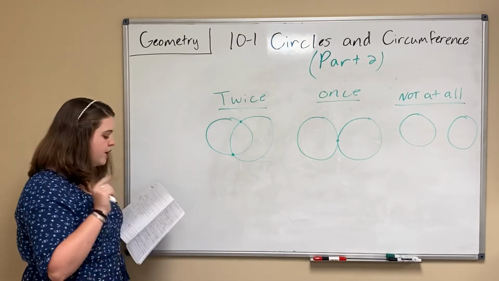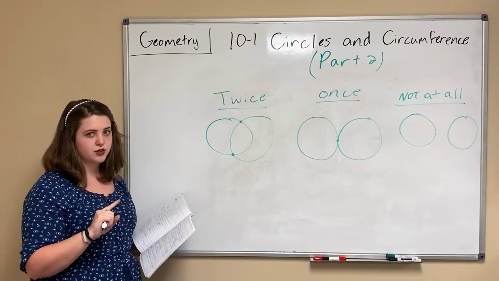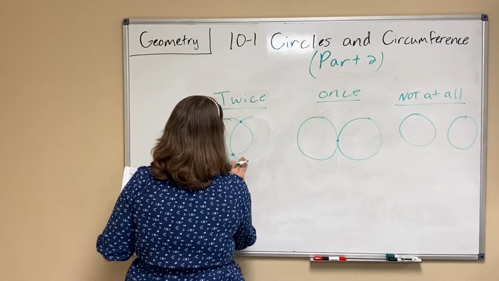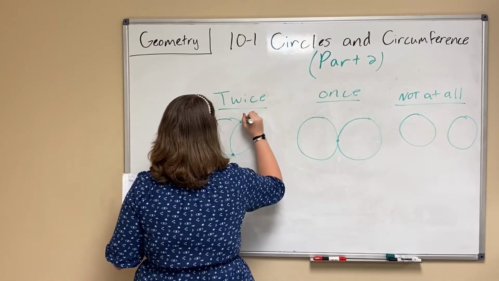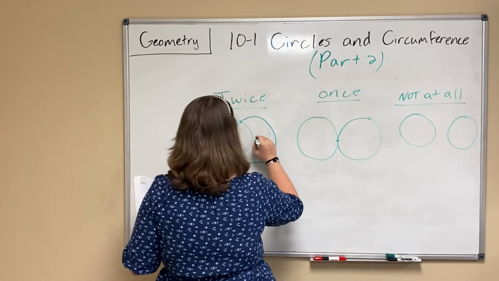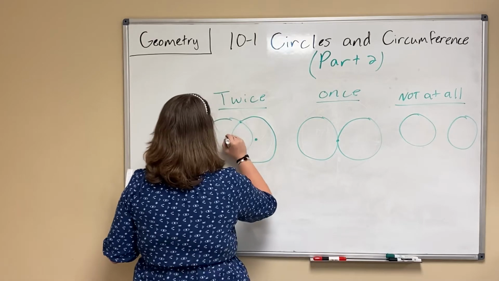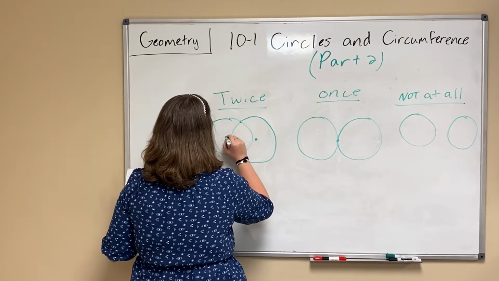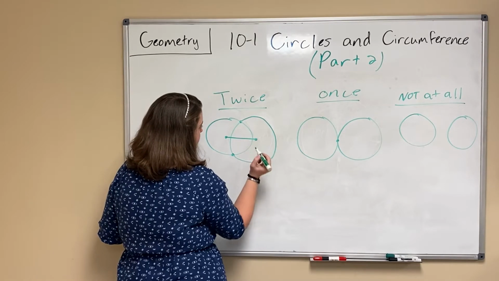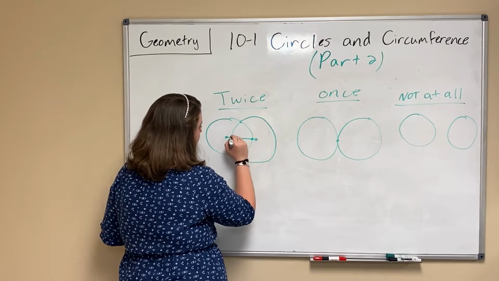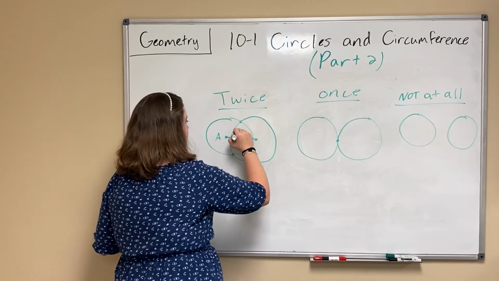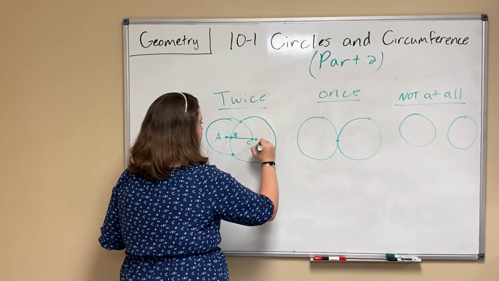Something that we can know about circles when they intersect, let me fix this one. If I put my centers in these circles, and then I connect these, you'll notice what I have here. Okay, let me label these: point A, point B, point C, and point D.